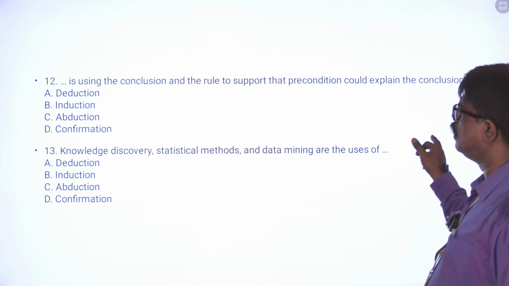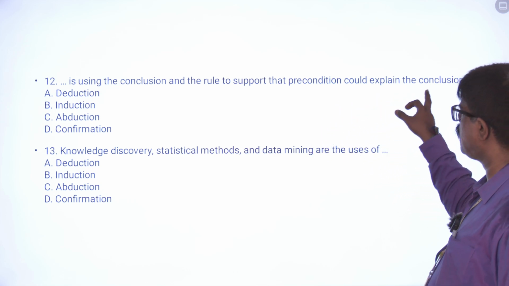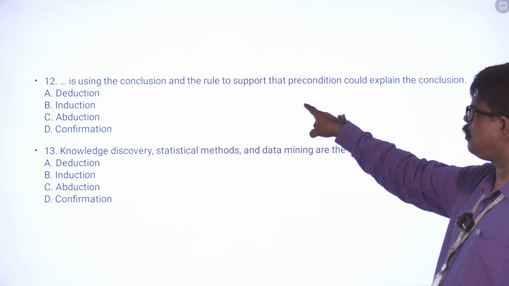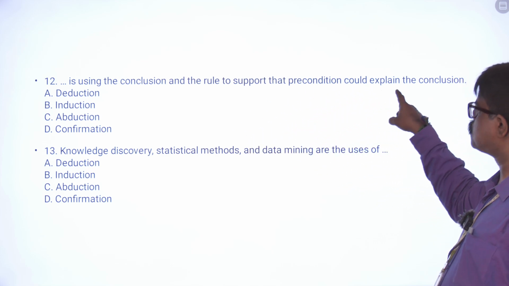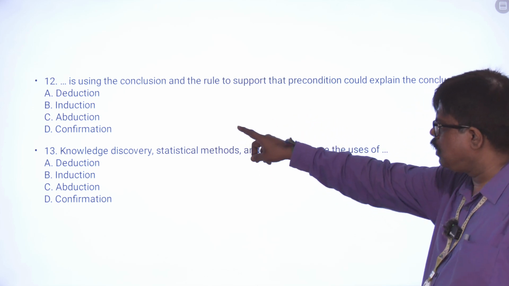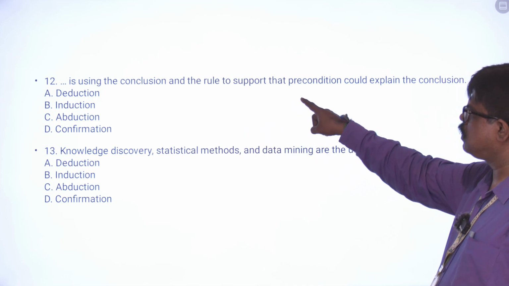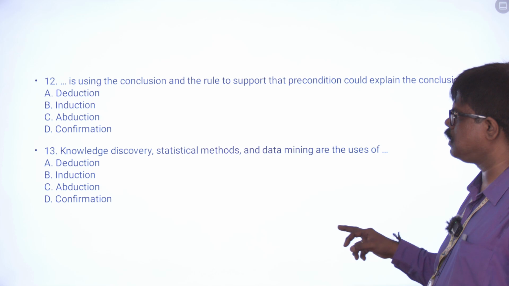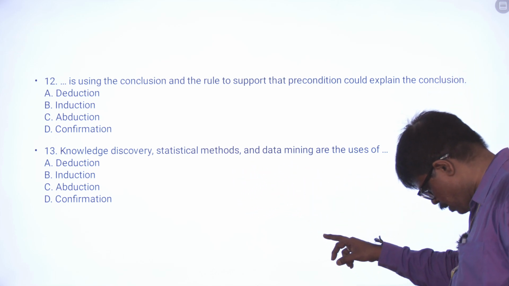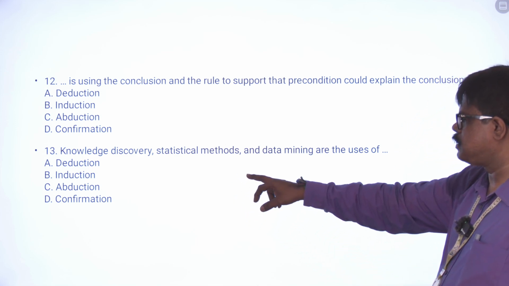Next one is dash is using the conclusion and the rule to support the precondition could explain the conclusion. So the solution is C. Abduction is the solution, which uses the conclusion and the rule to support the precondition. Next question: knowledge discovery, statistical methods and data mining are the uses of abduction. That is C.